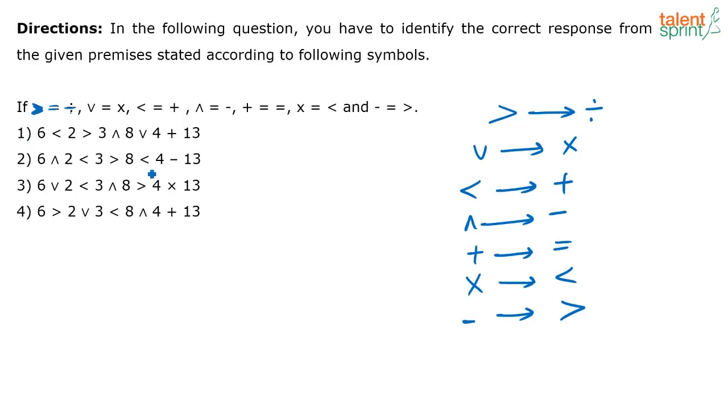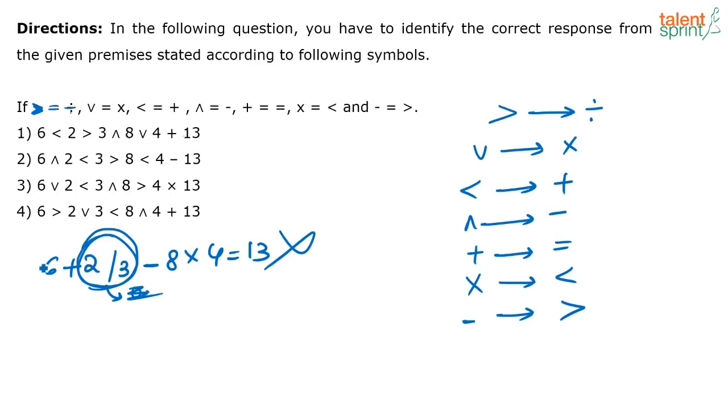Now you have to check with the options. You have to replace these operations with the symbols that are given here and try to see which expression will be correct. So if we try the first expression, what is it that you will get? See, you have 6 plus 2, greater than means divided, 2 by 3 minus 8, the upward symbol means x, 8 into 4 is equal to 13. Just by looking here, you needn't solve this. You know 2 by 3 is going to be a fraction. You have to use BODMAS rule here, so you do division first and then multiplication, then addition and so on. I know the answer that I'm going to get here is in terms of decimals. I'm not going to get an integer as the answer. So definitely this option is not correct.